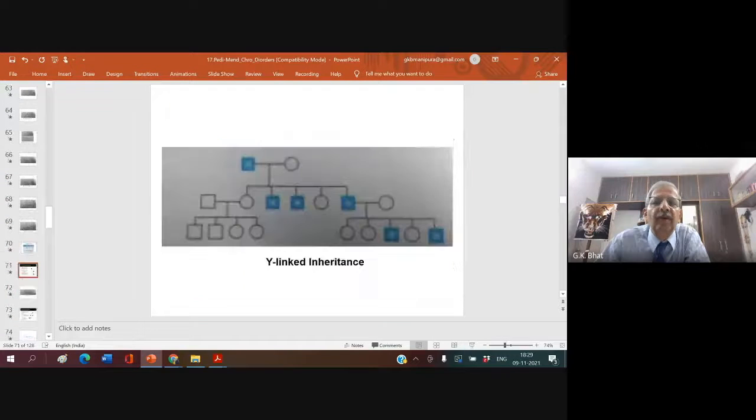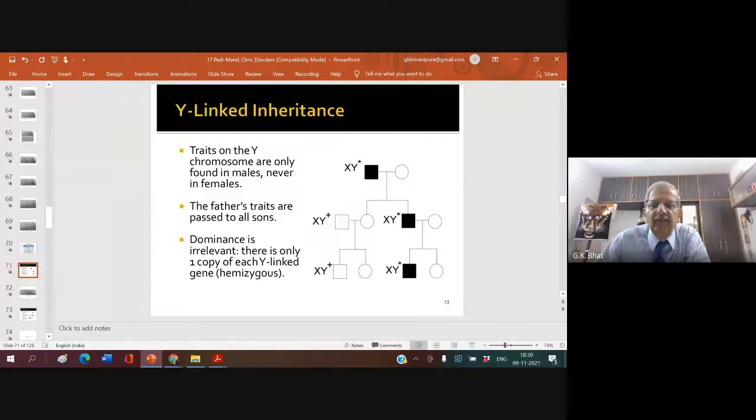Y-linked inheritance. See here, how it is Y-linked? It passes from male to male to male. No females are affected. So it is an indication of Y-linked inheritance.